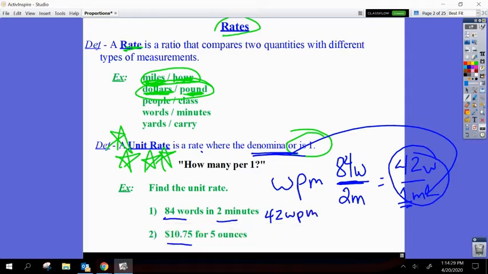If it's $10.75 for 5 ounces, again, that's $10.75 for 5 ounces. And we want to know how much for just 1 ounce. Again, the denominator or bottom of the fraction is 1. We just divide 10.75 divided by 5, which would be $2.15 per 1 ounce. $2.15 per 1 ounce is the same as $10.75 per 5 ounces.